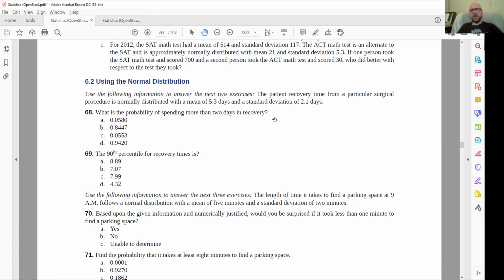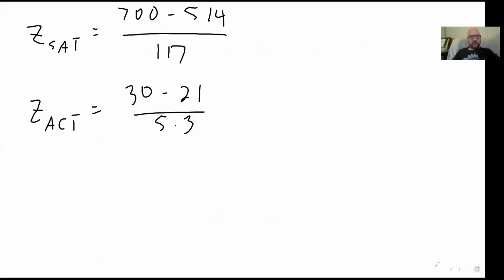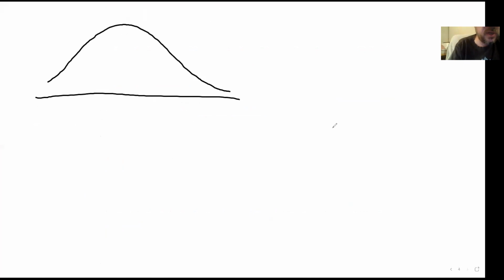So what we want to do here is draw a graph. We're going to draw graphs for basically all of these. So let's just sketch a graph. You want to get in the habit of drawing graphs for these things. It's really, really helpful, especially when you're starting out. Once you get a lot better at it, it becomes unnecessary, but especially at the beginning, this is so much easier. 5.3, 2.1.